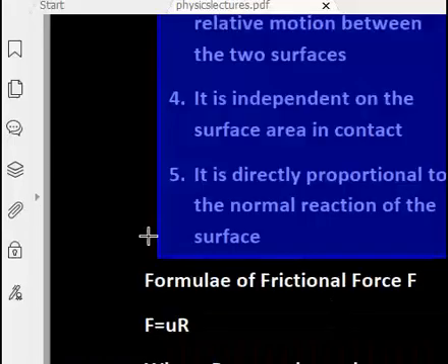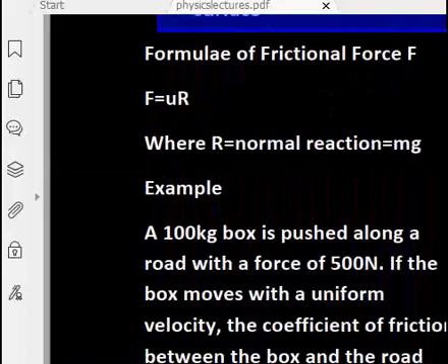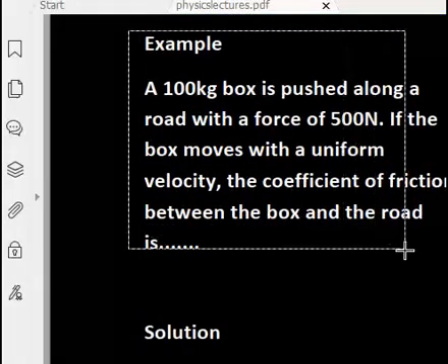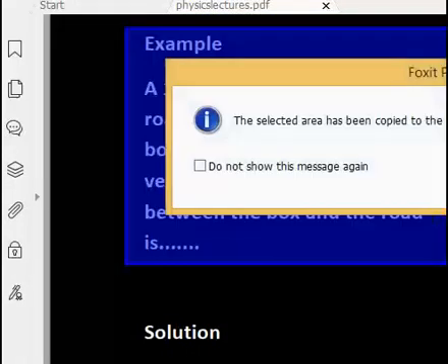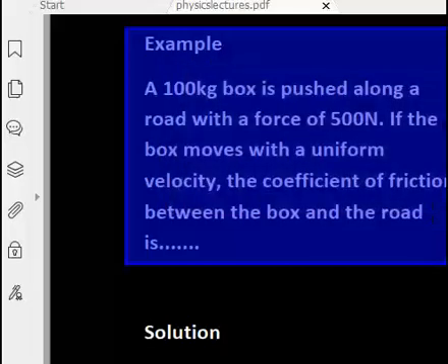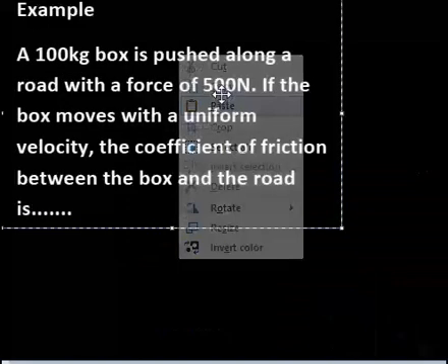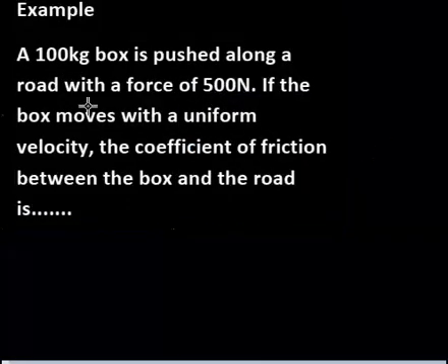Let's see if there is some question we need to answer. Here we go, I'll bring that question up. This question goes like this: a 1000 kg bus is pushed along a road with a force of 500 Newton. If the bus moves with a uniform velocity, the coefficient of frictional force between the bus and the road is? So according to the question, the bus is being pushed with a force of 500 Newton.